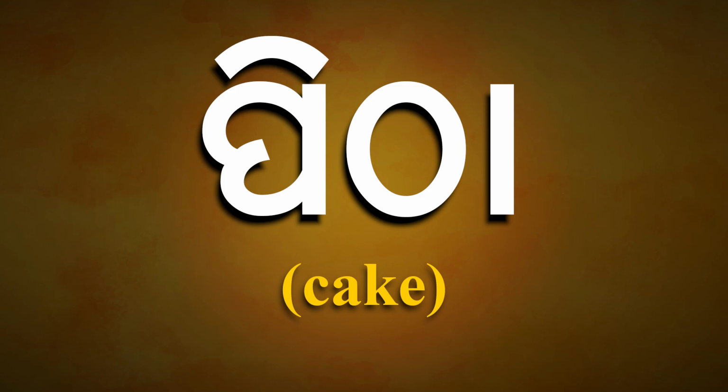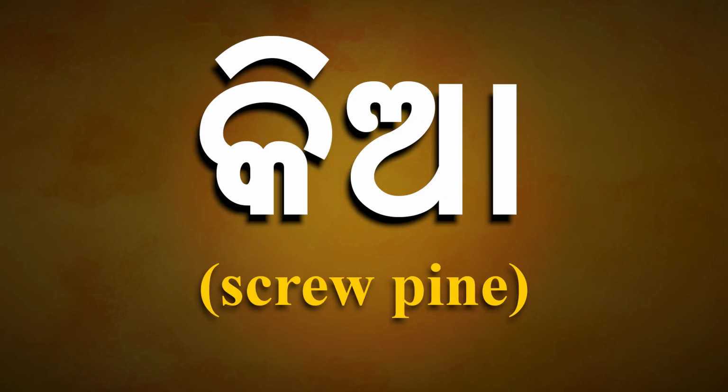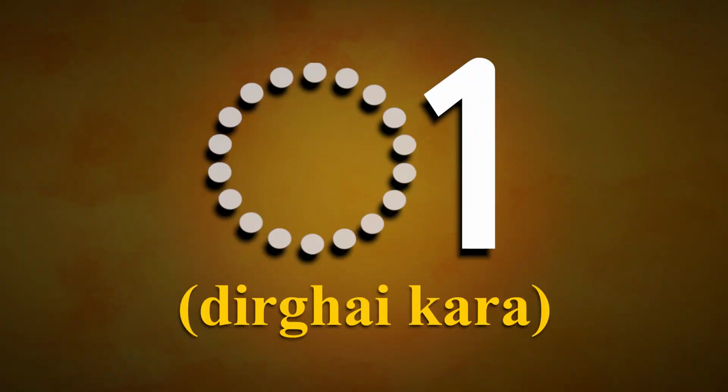Pitha means cake. Kia refers to screw pine. This symbol also applies in some specific letters in different ways, making a fold on the top curve. Now, let us come to Dirghaikar. It comes after a letter and is placed on the right side of the letter.